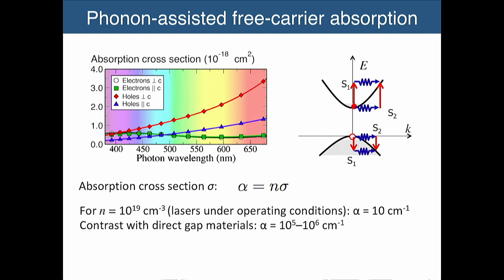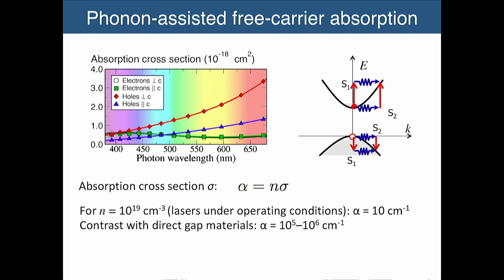So again, we did the calculation for phonon-assisted free carrier absorption. Again, now we're focusing on these intraband processes between electrons at the bottom of the band to higher states, and we found the absorption cross-section. Why cross-section? The absorption coefficient here is proportional to how many carriers you have, and the proportionality constant is this cross-section. This is a weak process. To give an idea how weak it is, if you have 10^19 carriers, which is actually quite high, but typical for lasers under operating conditions, your coefficient is on the order of magnitude of about 10 inverse centimeters.